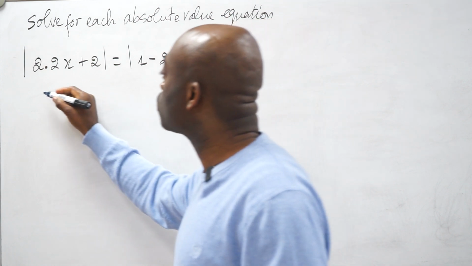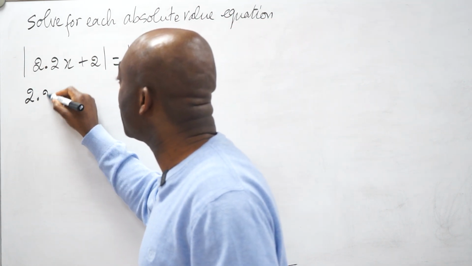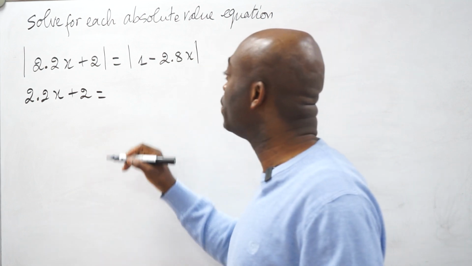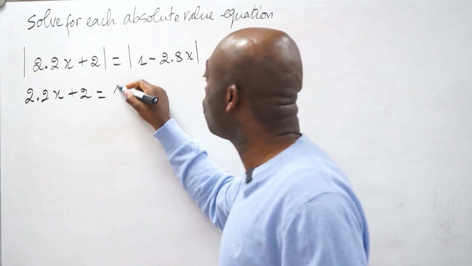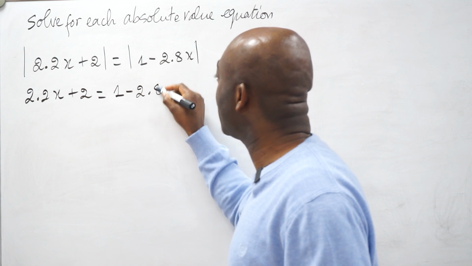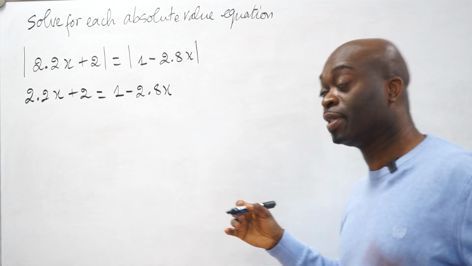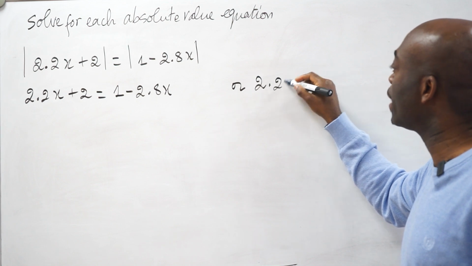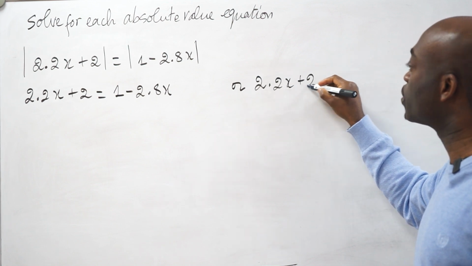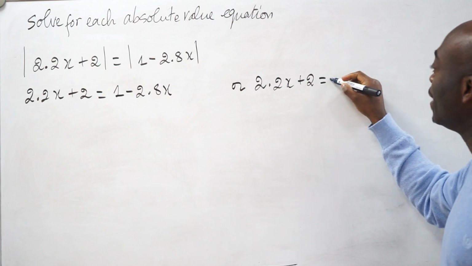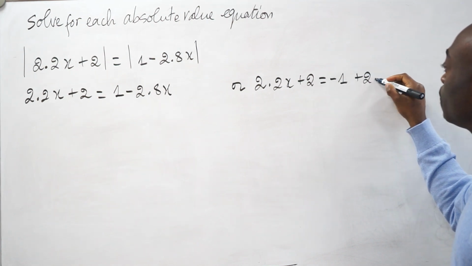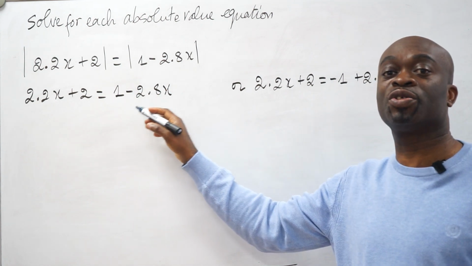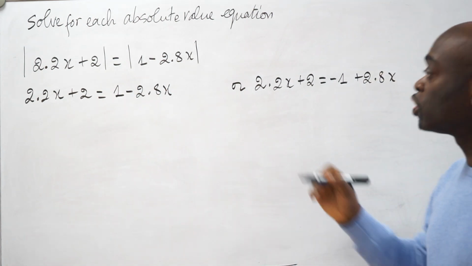So if you take the first one here, we have 2.2x plus 2, without the absolute value symbols, equals 1 minus 2.8x, without the absolute value symbols. Or, what's happening here is we have 2.2x plus 2 equals the negative of 1 minus 2.8x, so negative 1 plus 2.8x. So what are we seeing here? The signs change to the opposite. Okay? So now let's go for it.